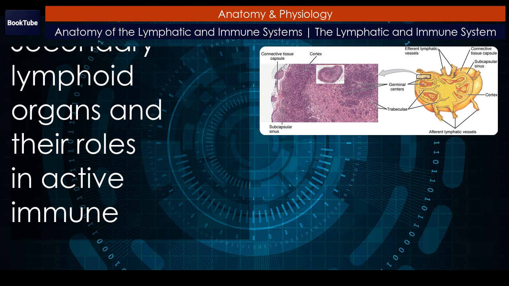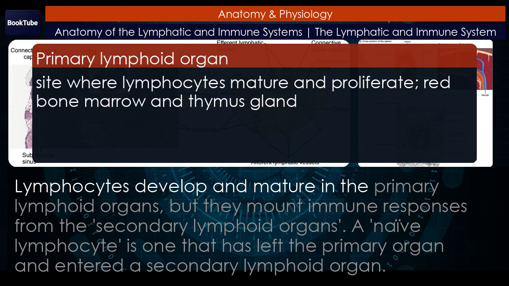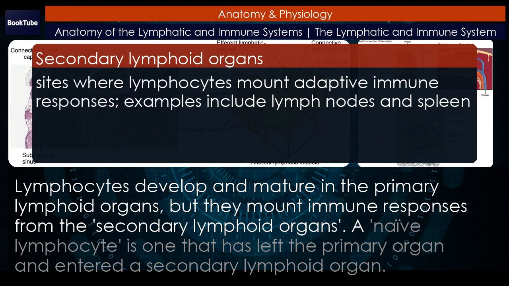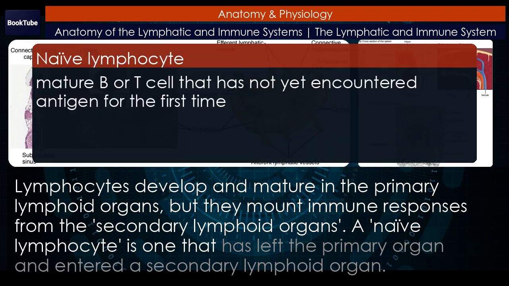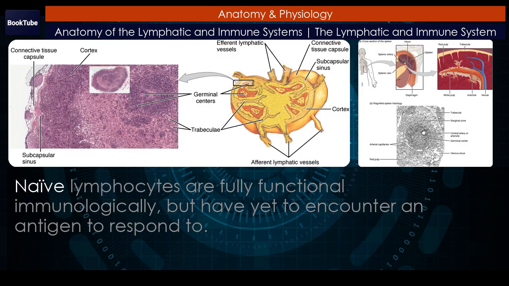Secondary lymphoid organs and their roles in active immune responses. Lymphocytes develop and mature in the primary lymphoid organs, but they mount immune responses from the secondary lymphoid organs. A naive lymphocyte is one that has left the primary organ and entered a secondary lymphoid organ. Naive lymphocytes are fully functional immunologically, but have yet to encounter an antigen to respond to.